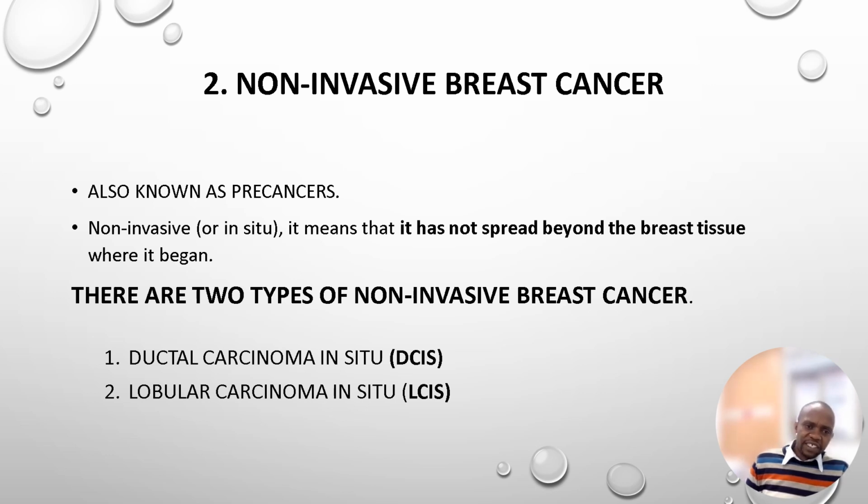Non-invasive breast cancers are also known as precancers. Non-invasive means that the cancer has not spread beyond the breast tissue where it began. There are 2 types of non-invasive breast cancer, that is ductal carcinoma in situ and lobular carcinoma in situ.